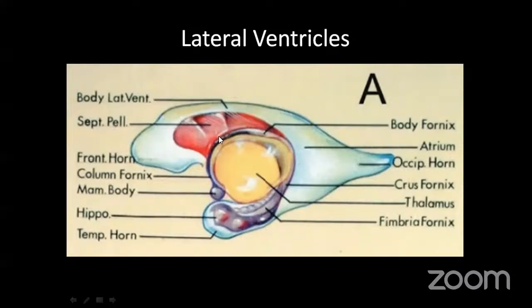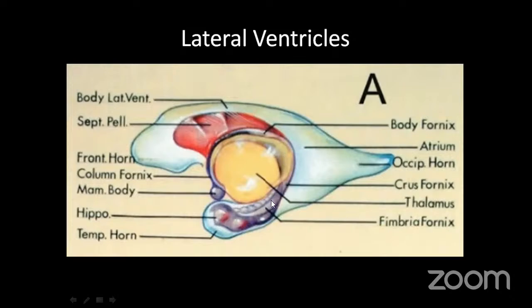We can see that the body of the fornix forms the floor of the body of the lateral ventricle, and then it curves posteriorly around the pulvinar part of the thalamus. This is the pulvinar part of the thalamus, and we can see the crura of the fornix posteriorly curving around the pulvinar thalamus. Hence, it lies in the anterior wall of the atrium.